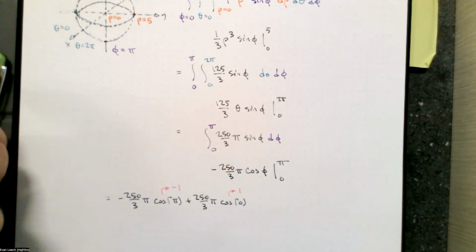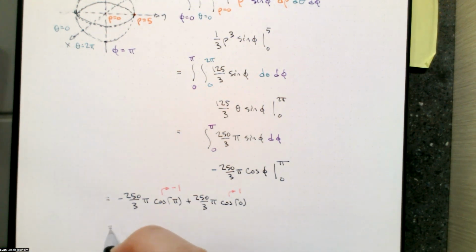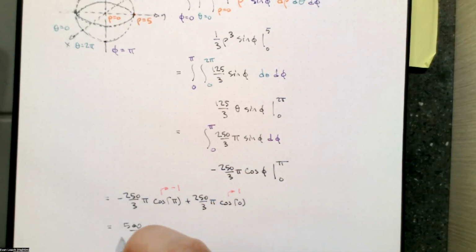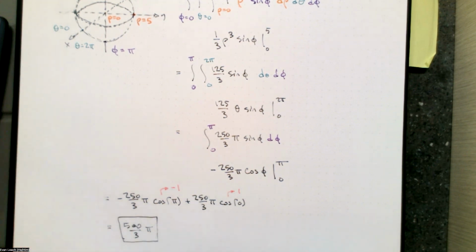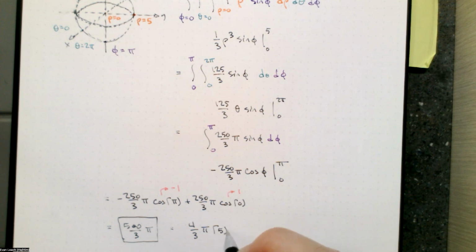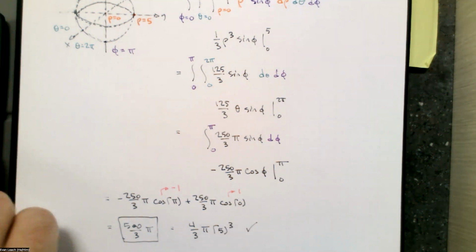And so I'll have 2 of these 250 over 3. So I'll have 500 over 3 times pi. If we notice that the 500 is 4 times 125, which is the cube of the 5, this exactly fits what we expect it to be. This is 4/3 times pi times the radius cubed. So it all checks out.